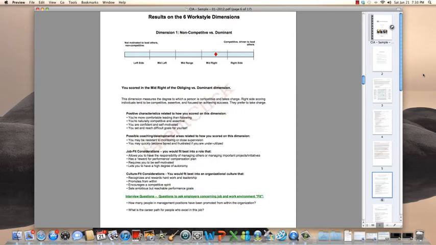Dominant indicates that you are competitive, ambitious, and focused on achieving success. People who score like you are well suited to jobs requiring taking charge and leading others, and jobs where you have to be self-motivated.